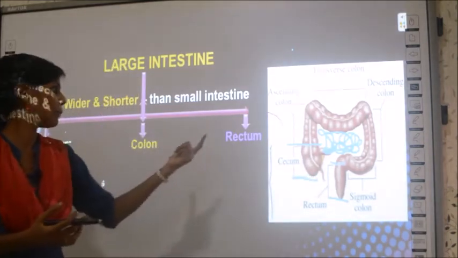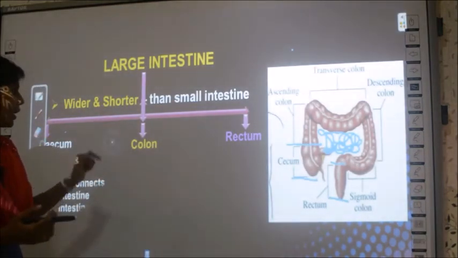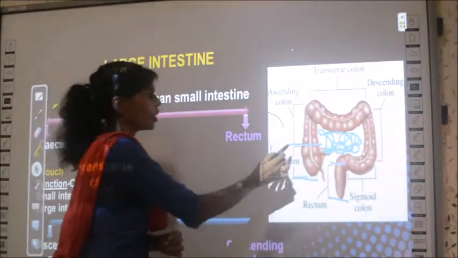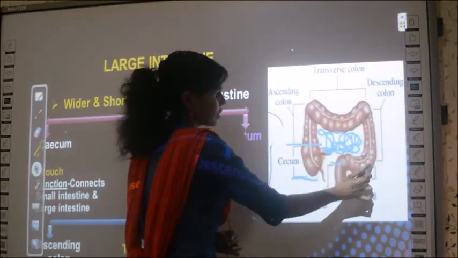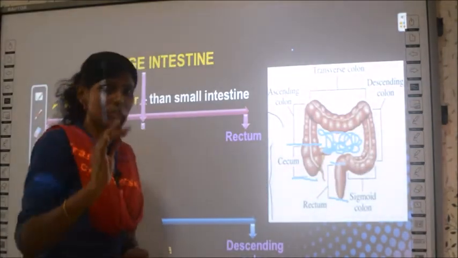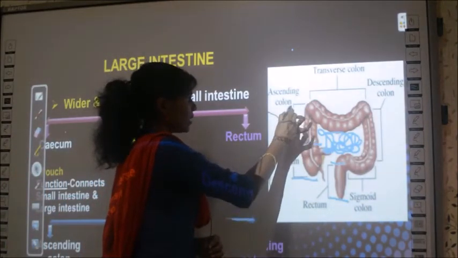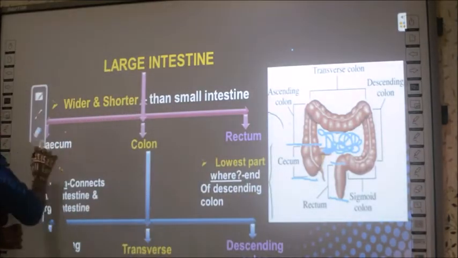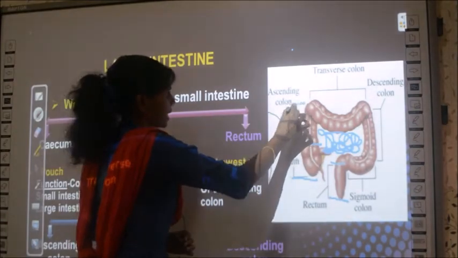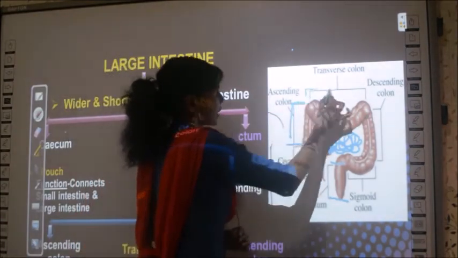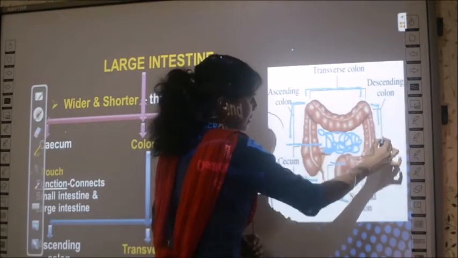Then you have a part called the colon. This colon has three parts again. This is all colon. It is divided into three regions called the ascending colon. So this is the ascending colon, this is the transverse colon, and this is the descending colon.